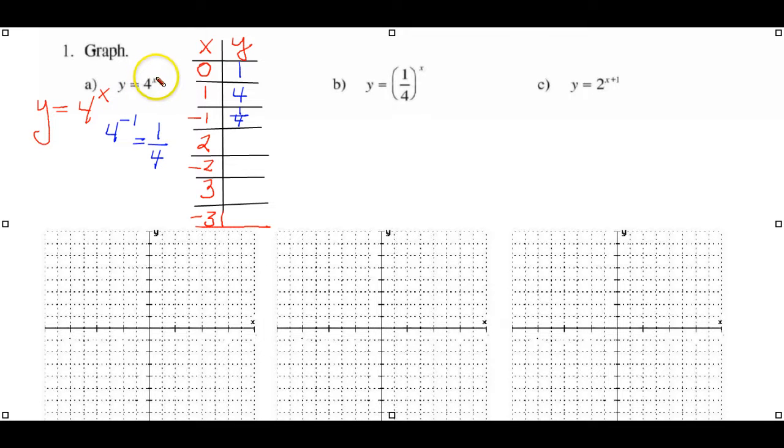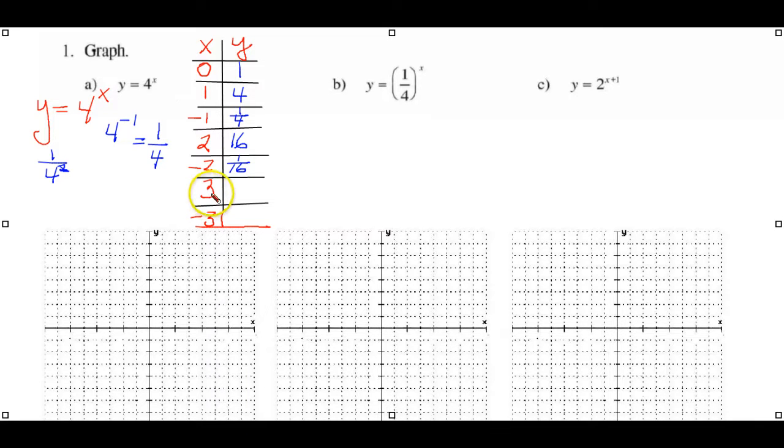Now 4 to the second power is 16. Now the reciprocal: when we bring that -2 down to the denominator, it becomes 4 to the second, and 4 to the second is 16, so it's 1 over 16. In a sense, the reciprocal of it.